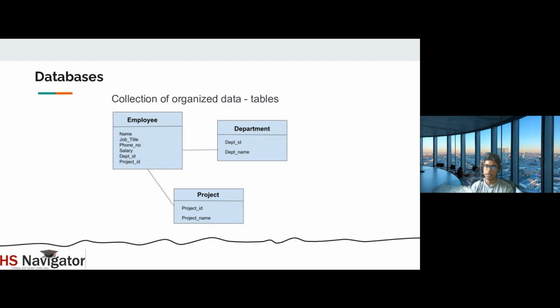Collection of organized data in tables. So this shows different tables with fields and how they're related to each other. Our biggest table over here, employee, includes employee name, job title, phone number, salary, department ID, and project ID. And this shows how these tables are related because over here we have another table that consists of project ID and name. So based on this table, we can pull out a specific project ID and look that up in this table and extract a project name from that.